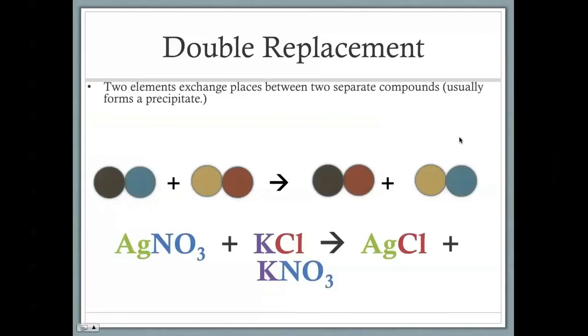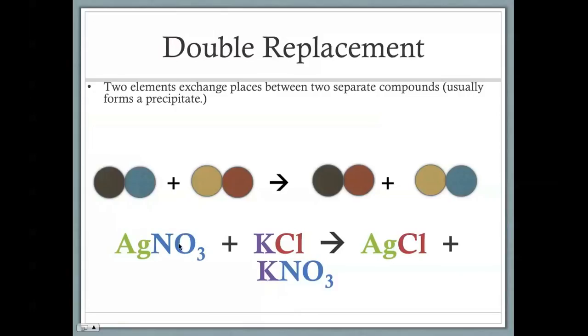The fourth reaction is a double replacement reaction. This is when 2 elements exchange places between 2 separate compounds. Now this looks different than a single replacement reaction because remember that kind had an element with a compound on your reactant side on the left. Now we have 2 compounds, and what you're going to see is that the positive metallic ions in front are going to be switching places.